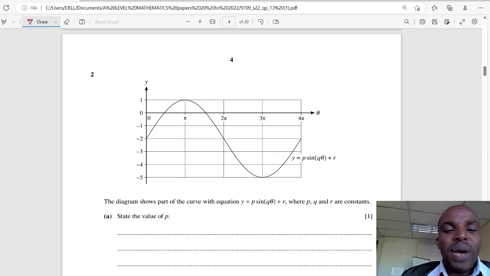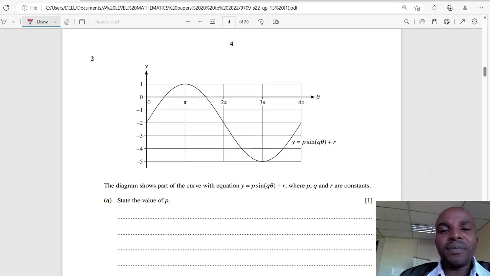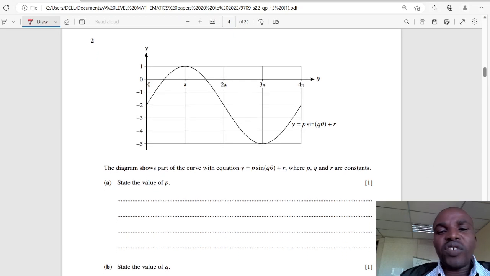The diagram shows part of the curve with equation y equals p sine q theta plus r, where p, q, and r are constants. State the value of p, then the value of q; obviously r is also to be found. The value of p, where is our p? It's here in our equation. So p is the stretch factor in the y direction.